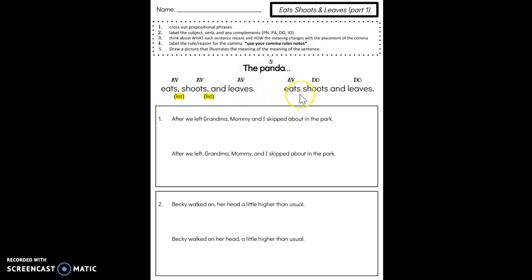In this sentence, it sounds like a normal panda, a panda who's eating what? Well, I know that pandas eat bamboo shoots, which are the roots of the bamboo, and the leaves.